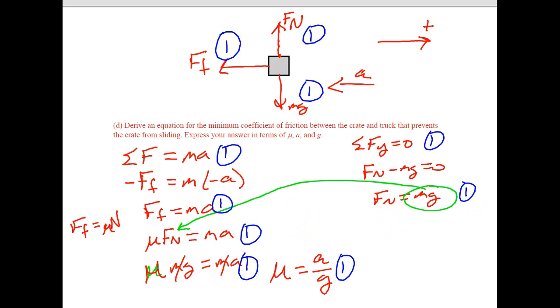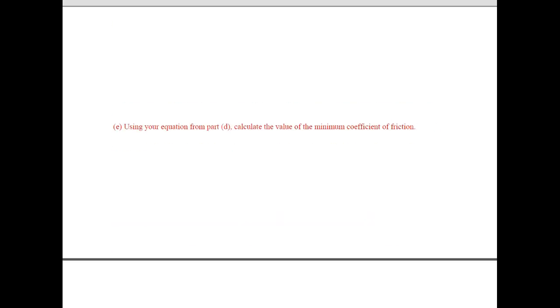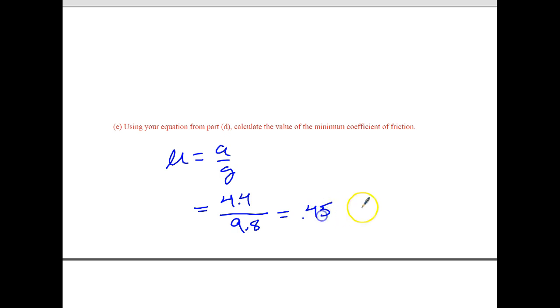Next thing that they want us to do is use our equation and actually come up with a value. And so remember our equation again was just mu is equal to a over g. Our acceleration we determined earlier was 4.4. I know it's negative, but we don't usually have negative values here. So we're going to make it positive 4.4, and we're going to divide it by gravity. Let's use 9.8, and we end up with 0.45. And notice there's no units because this is meters per second squared, and this is also meters per second squared. And so we are left with our answer. 2 points for this, 1 here, and 1 for the correct answer with the right units.